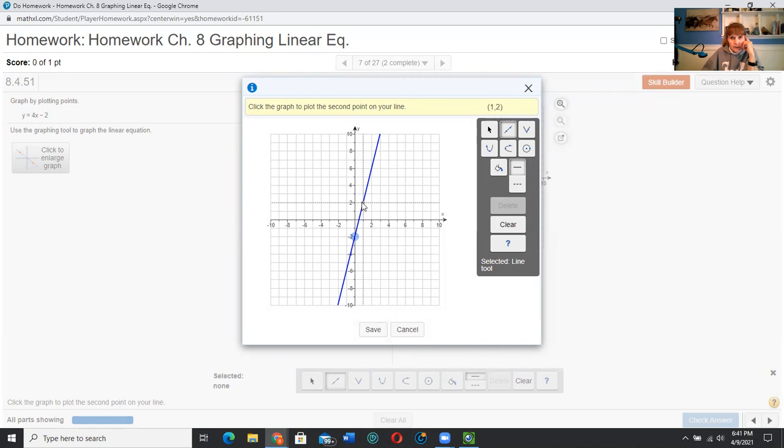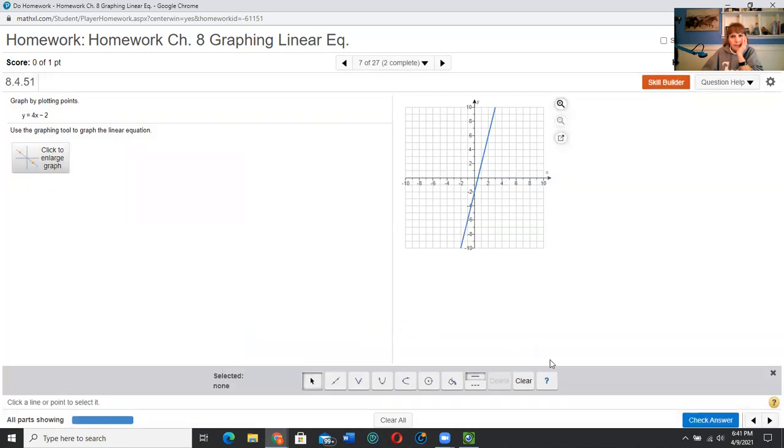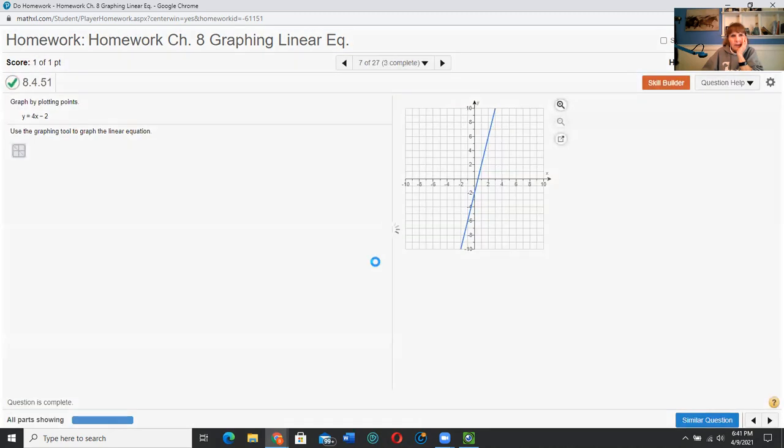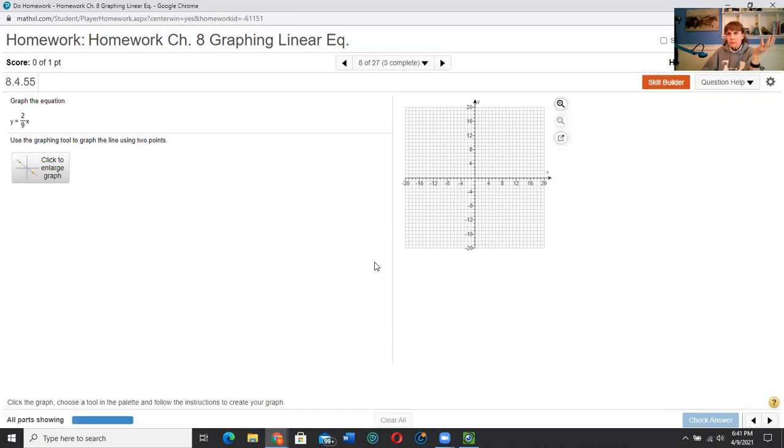You've got a vertical line, and it's not a vertical line. Great. I don't think I need to clear it and start again. I'll just press save and check my answer. Oh, great. Awesome. Oh, let's try this one right here.